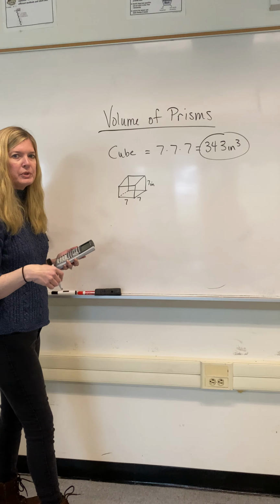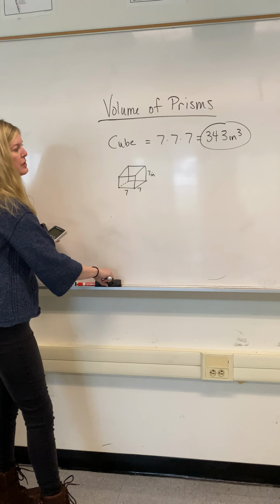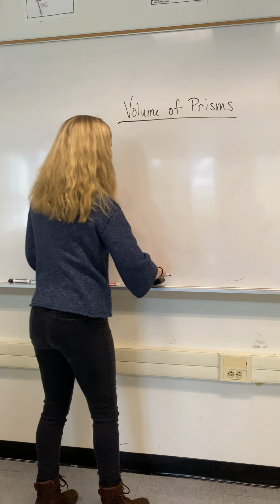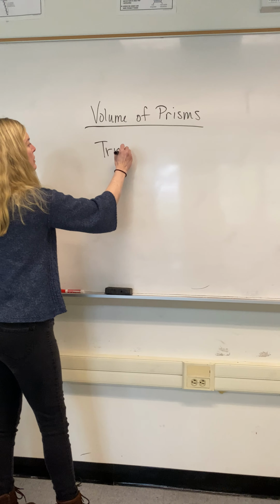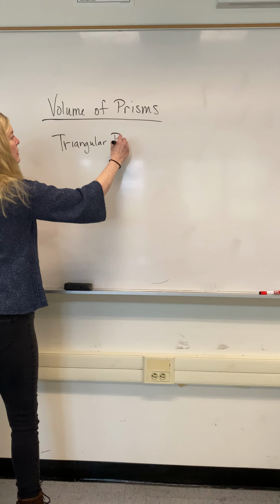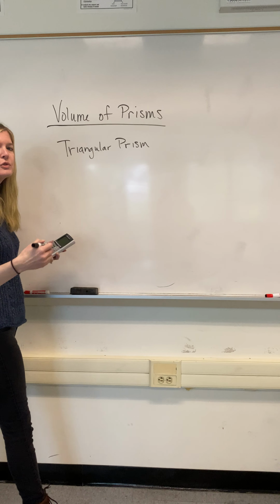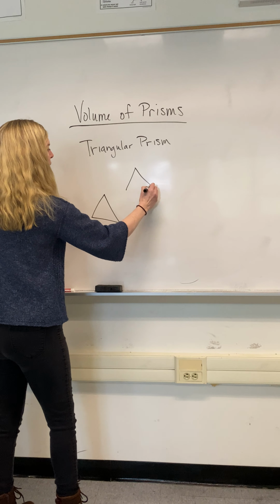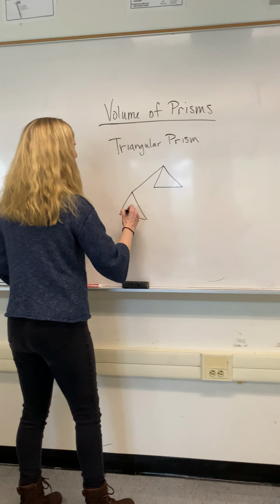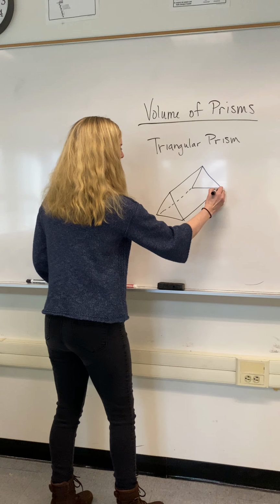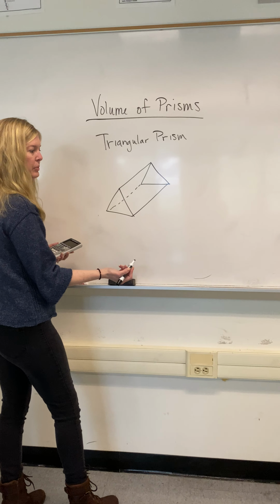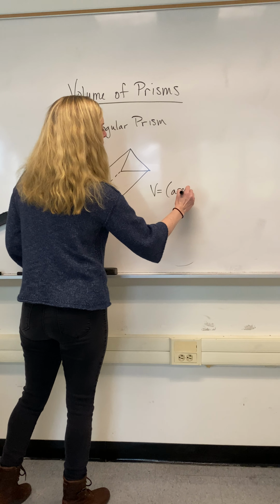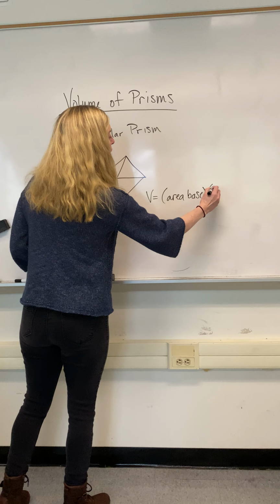Okay, so that was a rectangular prism, a cube, and now we also have what's called a triangular prism. A triangular prism, the bases are triangles. So if I have a triangle here and a triangle here, connect the corners. So you now have a triangular prism. Well, in order to get the volume, it's the same thing. It's the area of the base times the height of the prism.